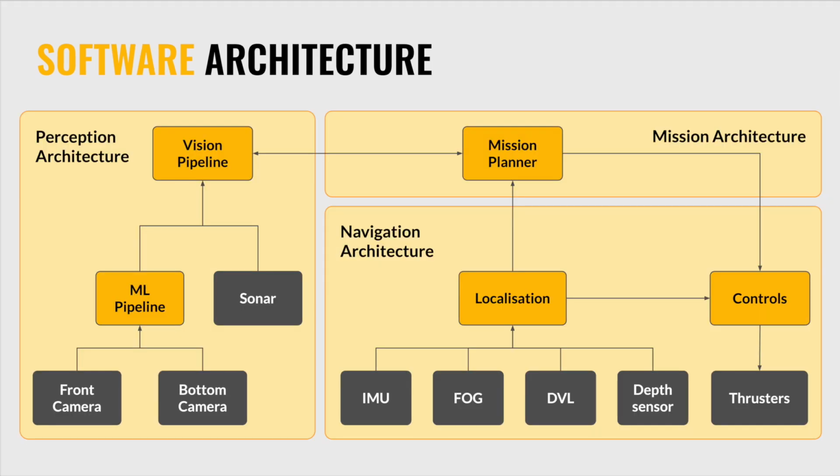This is a brief overview of our software architecture. We have three main sections. We have the perception section, where we combine machine learning object detections and sonar images in our vision pipeline to localize and identify objects. This might be like the tasks in your SAUVC. Then we also have navigation, where we take our different sensors and fuse them to get localization for our vehicle. Then we output to controls, which controls the vehicle using thrusters. Finally, to tie everything together, we have a mission planner. Today I'll be talking more about the perception part and the mission planning part.